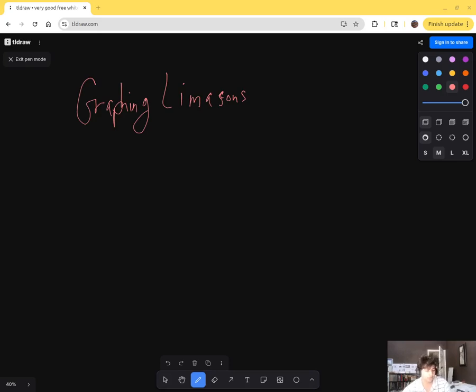Okay, this video is going to be on graphing limacons. I'm going to do ones with inner loops and then ones without inner loops. So they're honestly pretty simple. I'll go through the steps based off of how I'm doing the examples. So let's start with, let's graph r is equal to 1 plus 2 cosine of theta.